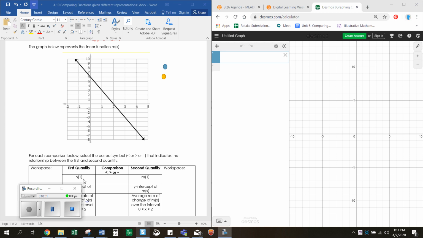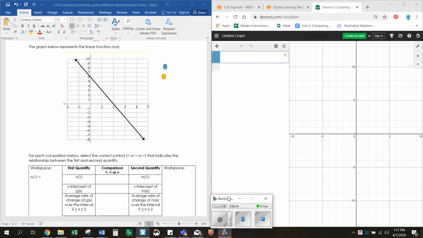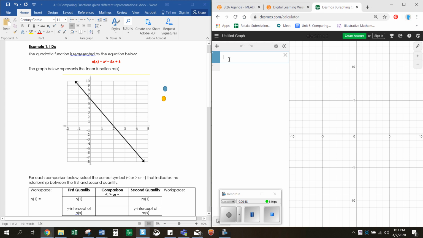So n of 1, what I have to do there is I'm going to use my little workspace over here. N of 1, that means that I have to replace every x value that I see with 1. So I'm going to use my Desmos calculator over here. 1 squared minus 5, replace that x with 1, add 6. So that equals 2. So n of 1 equals 2.